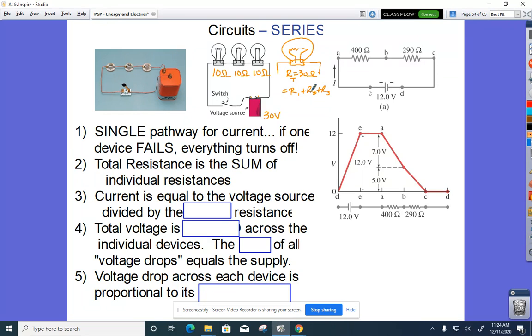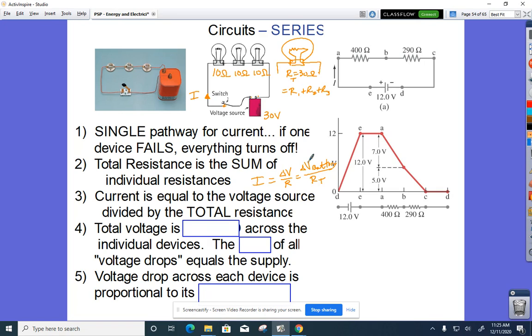Now, current is equal to the voltage source divided by the total resistance. If I have 3 light bulbs, each operating with 10 ohms of resistance, the total would be 30 ohms. If I want to determine the current being delivered when this switch is closed, I would just use I is equal to delta V over R, and I'm going to use delta V from the battery divided by the total resistance.